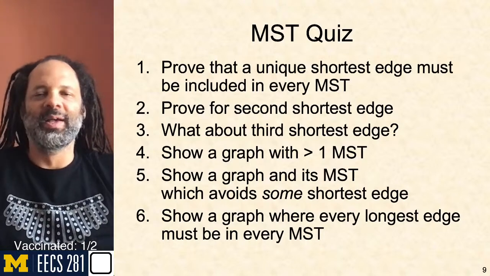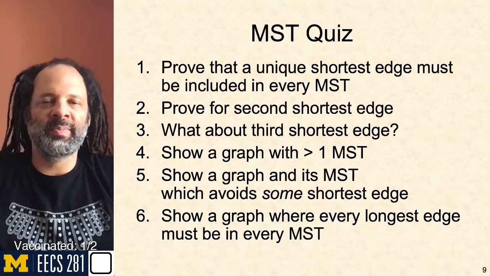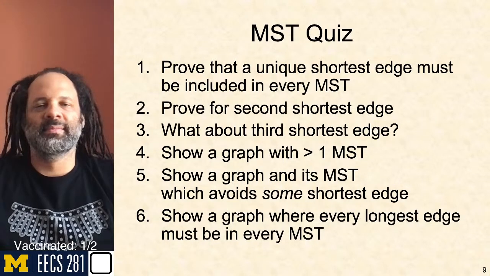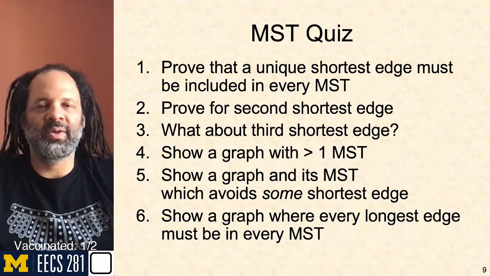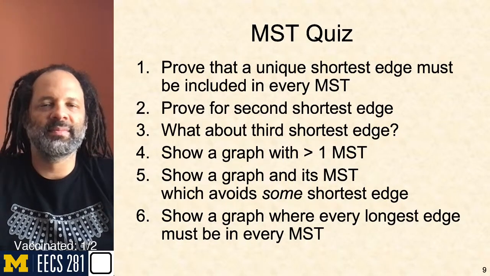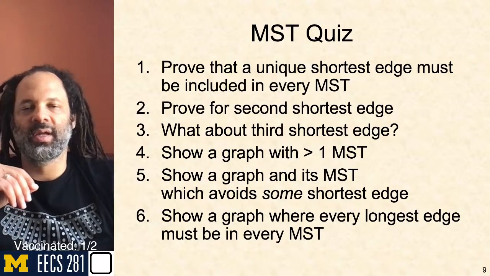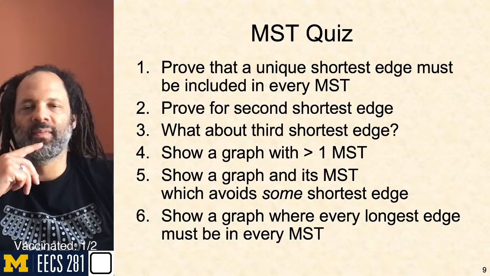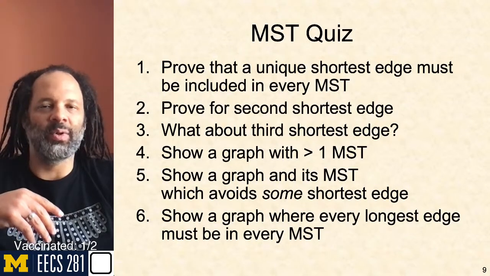It's okay. So number one, prove that a unique shortest edge must be included in every MST. Think about that. I've got a unique shortest edge. How do I prove that that edge must be included in every MST? The second one, prove again. Prove that for the second shortest edge. Can you prove it? If so, how? Step three, what about the third shortest edge? How long can we continue along this route?